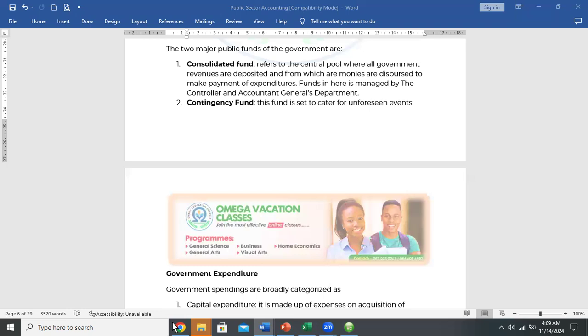Okay, thank you for that. But can you explain, or can any of you explain what you just read? Consolidated fund. I think you've heard of that. And contingency. The contingency fund is easier, right? Because there's a fund that is set to cater for unforeseen events. Okay, so they are for contingencies.